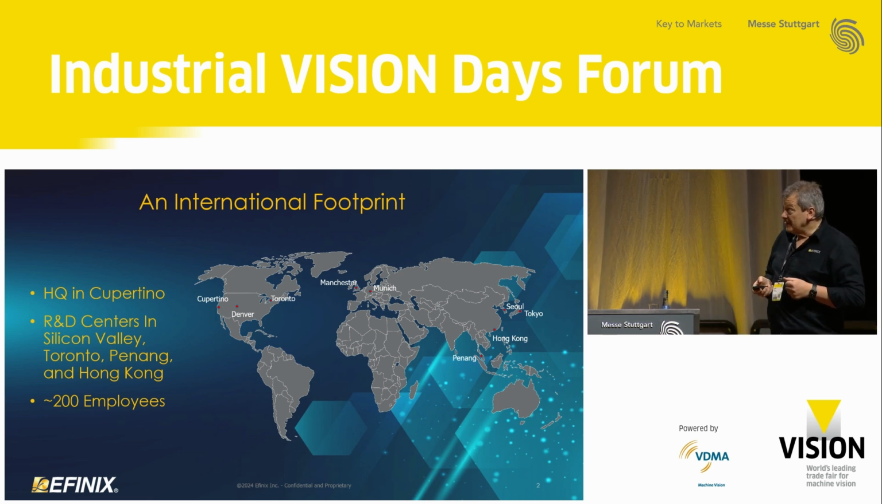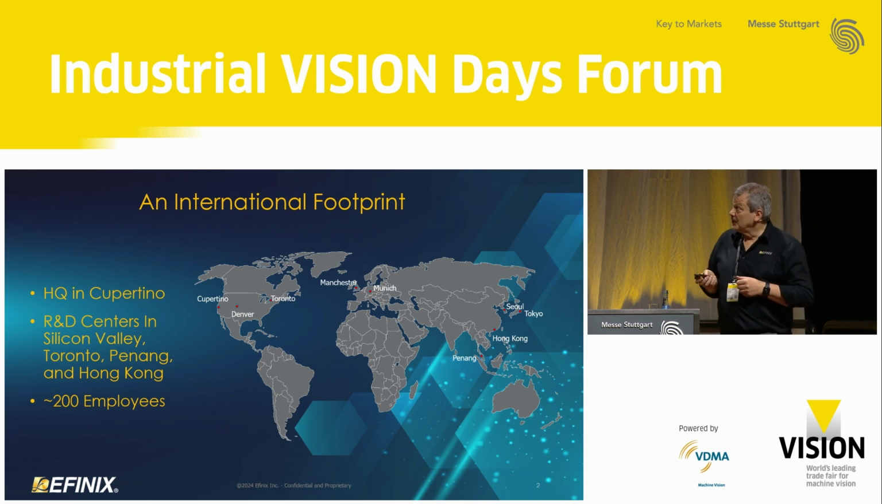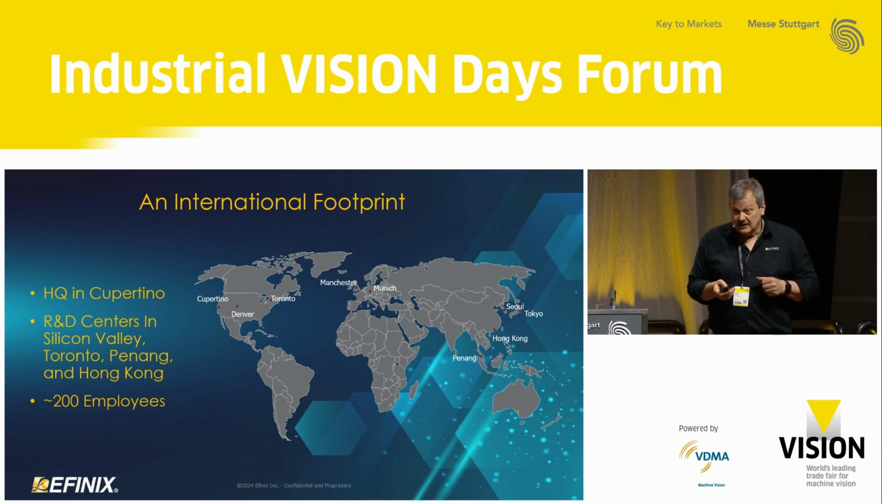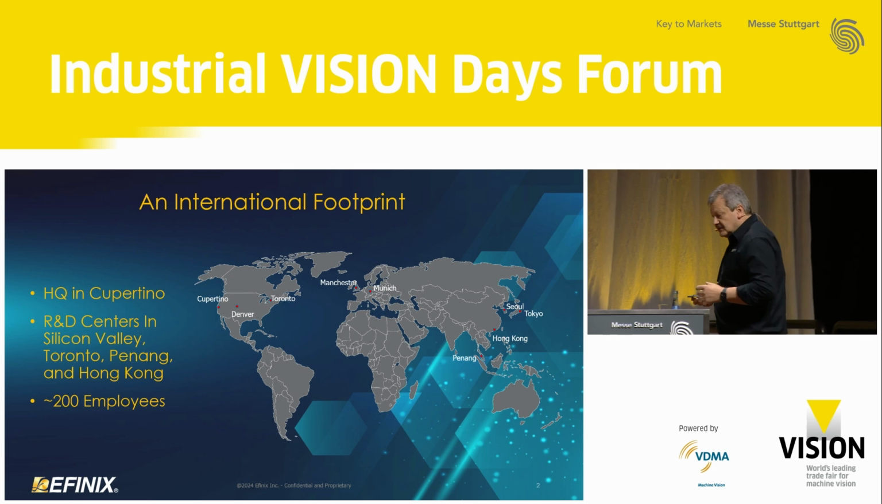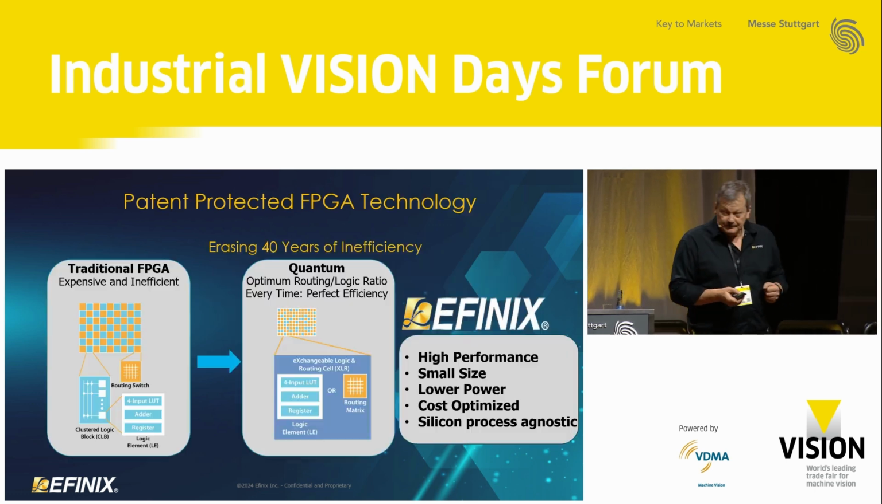Some words about Efinix. We are an American-based company, and we have our headquarters in Cupertino, just around the Apple Circle. We have development locations in Toronto, Penang, and our headquarters here in EMEA is in the north of Munich, and we have as well an application office in Manchester. This is important because you have to make sure that you get the support you need if you develop an FPGA.